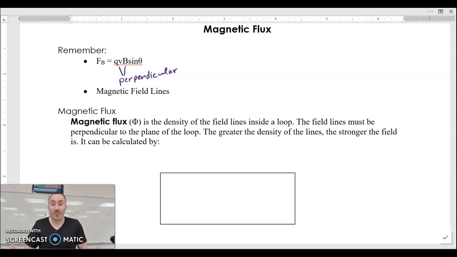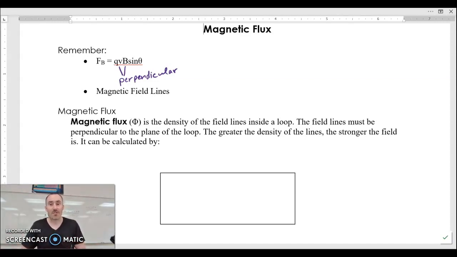Okay, but often they're not, right? And that's why we have the sine theta thing in there. It's not that you always use sine theta for the angle that you were given. It's signifying to you that you need to use the perpendicular component of either the velocity or the field in order to get the correct amount of force that that charge is going to experience. Okay, so that's the first part. We need to remember that the velocity and the field are perpendicular to each other, and that produces a force, or we need to use the perpendicular component of one of them to get the full force.